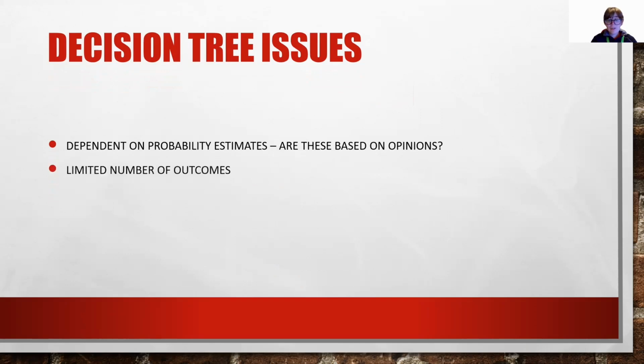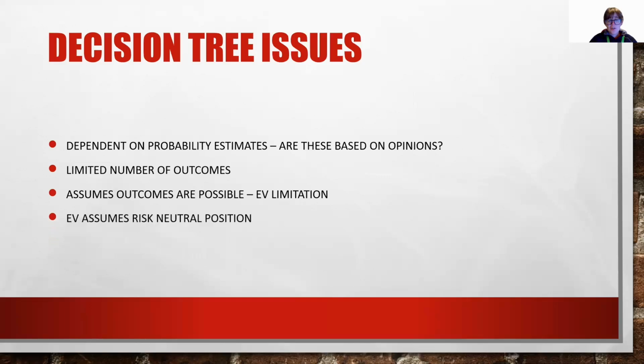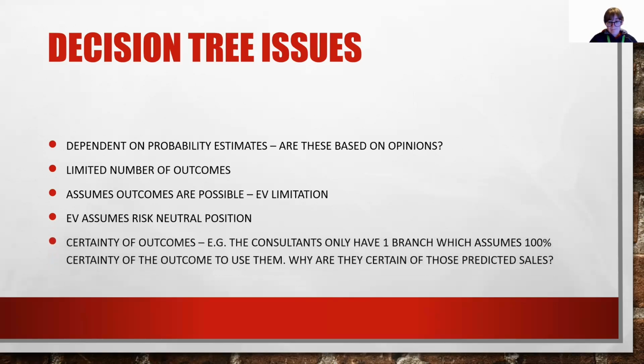There are a very limited number of outcomes, and it assumes outcomes are possible. It is an expected value limitation as well. Remember, decision trees and expected value, they are giving risk-neutral positions. Certainty of outcomes. So there's no way that decision trees may well be certain.